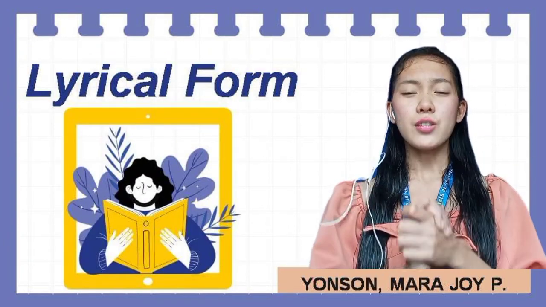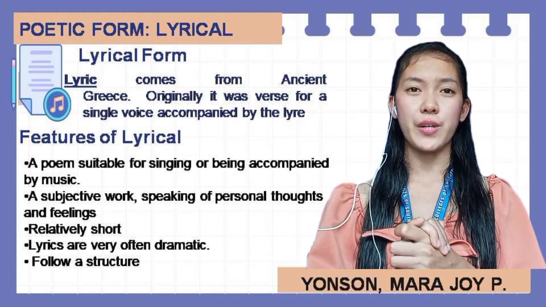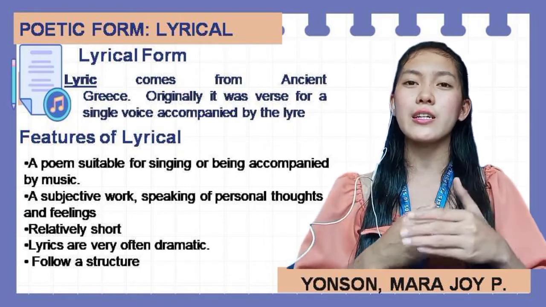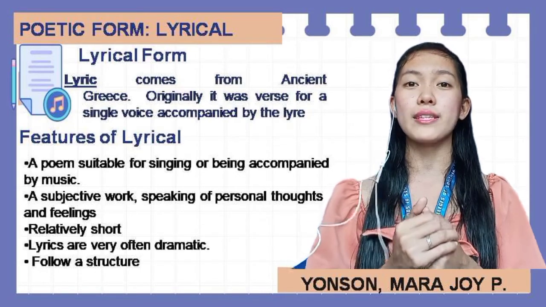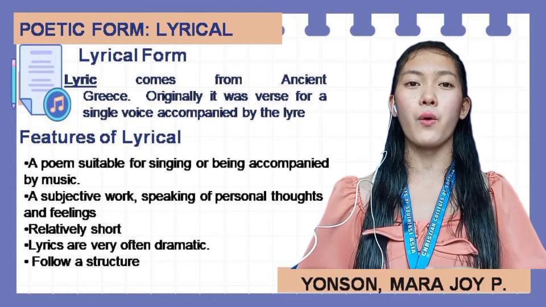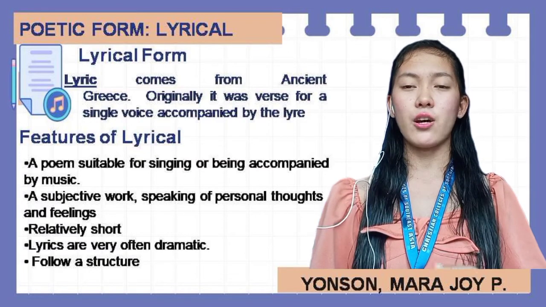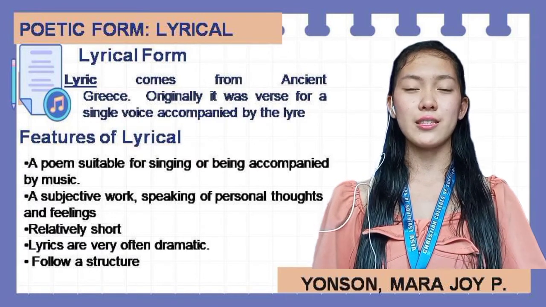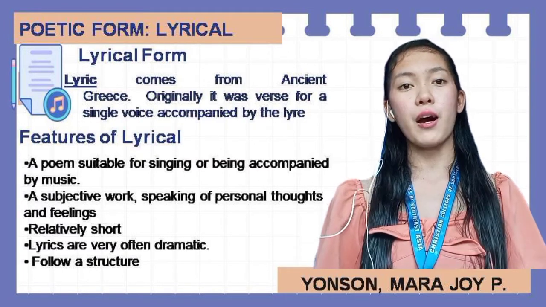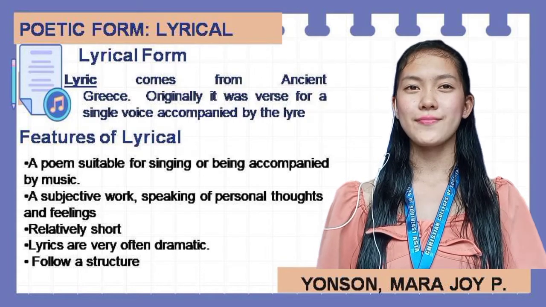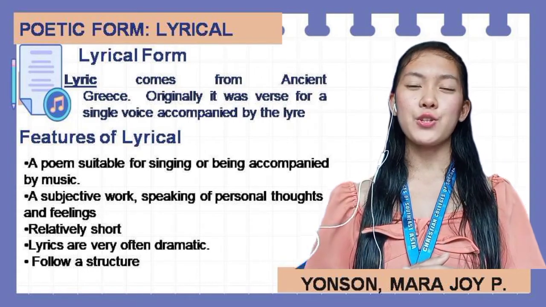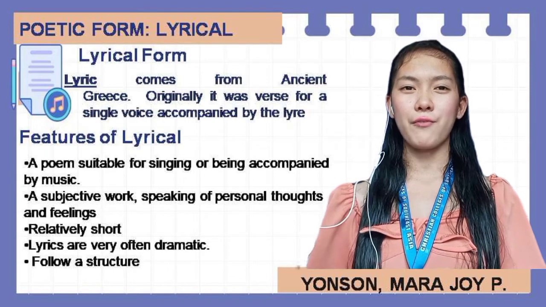Lyrical form. The term lyric comes from ancient Greece. Originally, it was a verse with a single voice accompanied by the lyre, and while our definition of the word has been extended, the ideas of music and single voice still distinguish the lyric from other forms of poetry. And there are identifying features of a lyric, and these are the following.